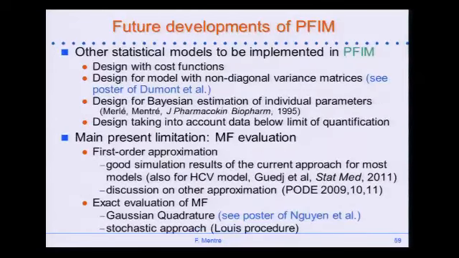We're working on new developments that we would like to implement in PFIM. Design with cost function is only available in a working version, it's not available on the web. Design for models with non-diagonal variance matrix, and you can see the poster of Cyril Dumont here, one of my PhD students, about that. Design for estimation of individual parameters, and design taking into account data below limit of quantification.